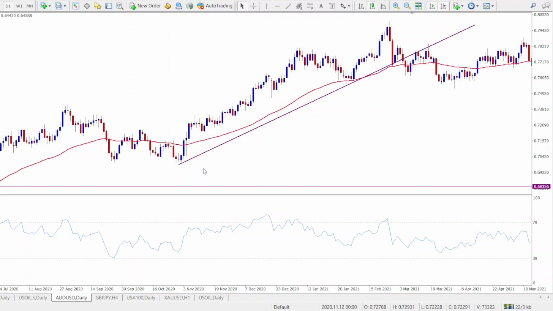So after entering a buy, you can set your stop loss just below the swing low, and then for a take profit, you can target the nearest resistance zone. All right, or you can just wait for price to cut back down below the moving average and you exit your buy trade with that signal.